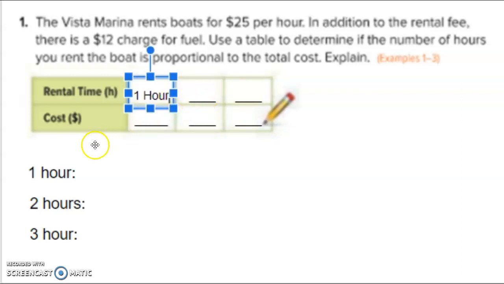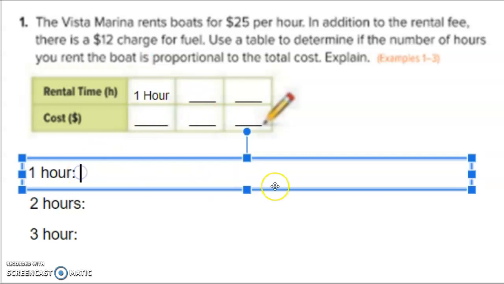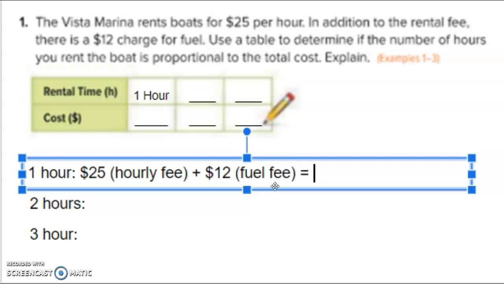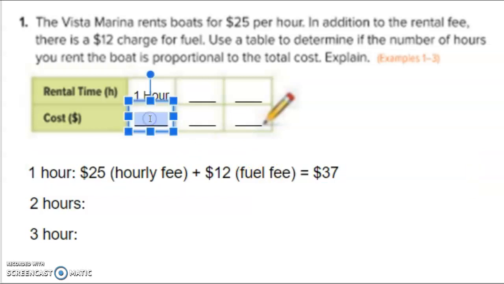And we want to see what the total cost would be. If I rent my boat for 1 hour, I know that it is going to cost me $25 because that's my hourly fee. And I know I also will need to pay $12, and that is my fuel fee. So altogether, how much does it cost for 1 hour? This is me pausing so you can tell me the answer, guys. Good, $37. I'm hoping you all said this at home in your house. All right, so for my table right here where it says cost, I'm going to put $37.